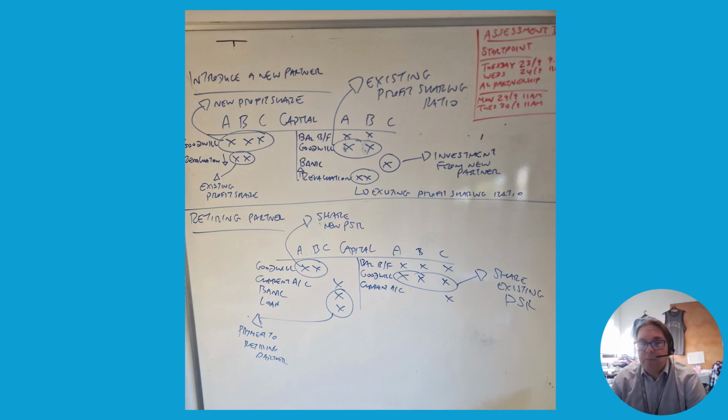Make sure that you can complete appropriation accounts, capital accounts for retiring and new partners, current accounts, and you can complete a revaluation. Just to clarify, the revaluation could still happen on the retiring partner layout, but it seems silly having lots of the same things.